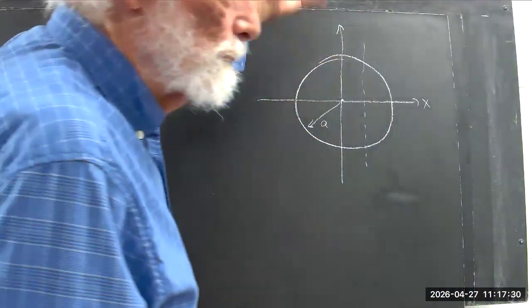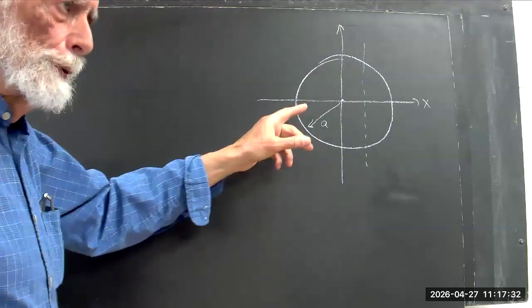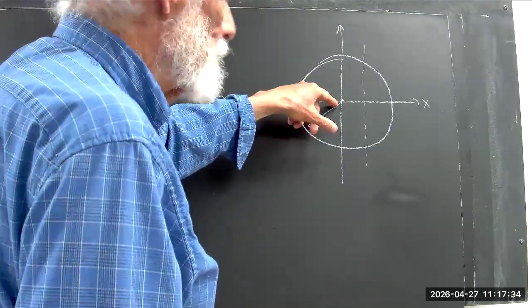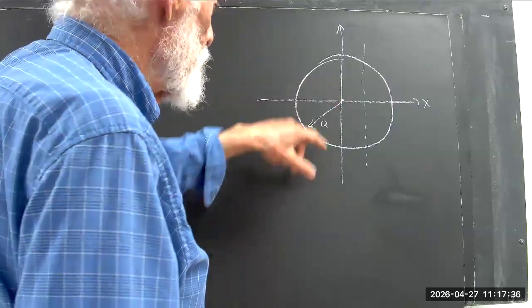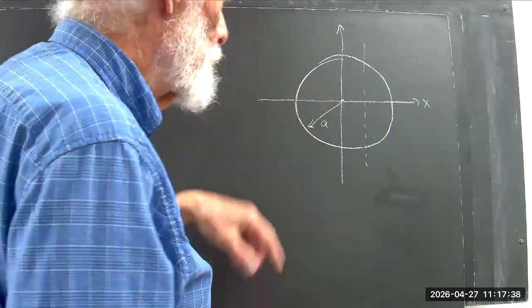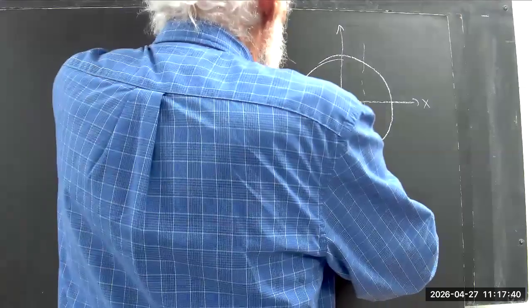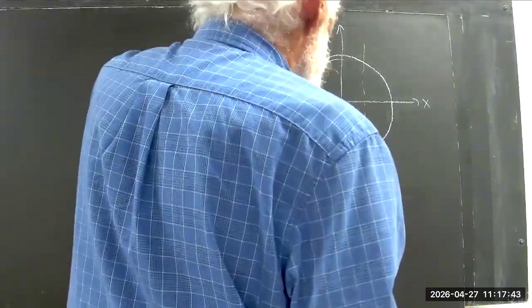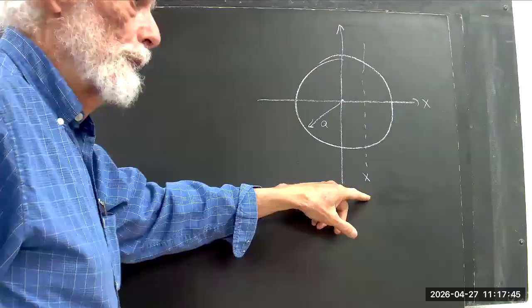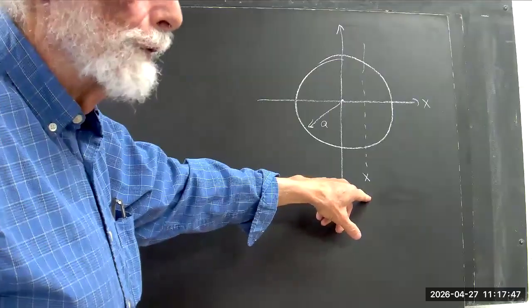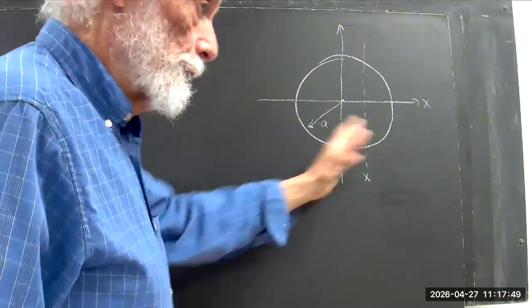Here we have a poorly drawn circle. This represents a circle. Center is at the origin. Radius of the circle is A. The coordinate of this vertical line, I'm going to say, is just plain old X. It could be any X.